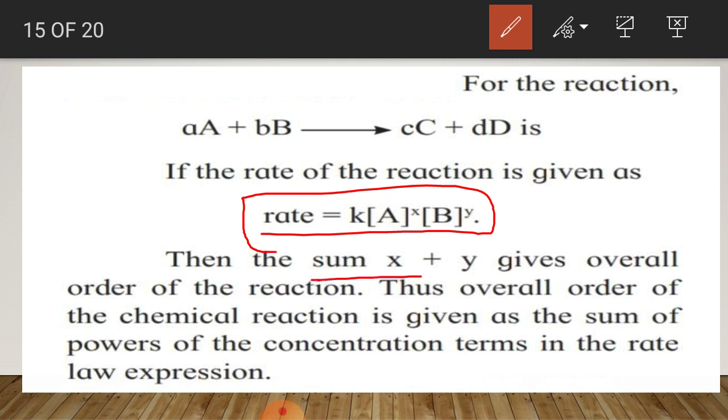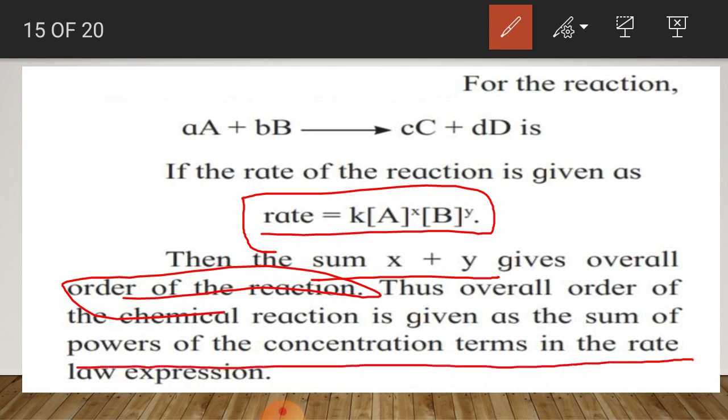So here the sum of X and Y, suppose X is 2, Y is 1. So 2 plus 1 gives you 3. This addition gives you the order of the reaction. The sum of X plus Y gives the overall order of the reaction. Thus, the overall order of the chemical reaction is given as the sum of the powers of the concentration terms in the rate law expression. Fine students, this is your equation for the rate of reaction. So X plus Y will give you the order of the reaction.